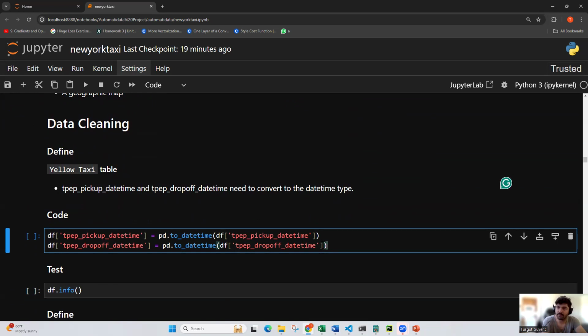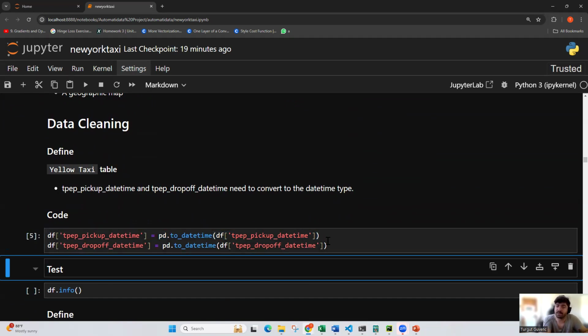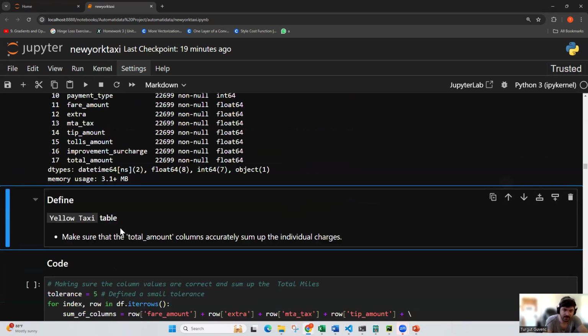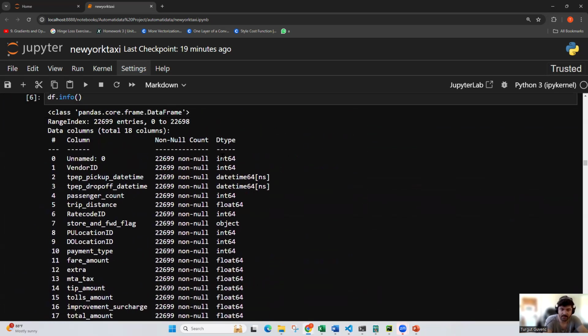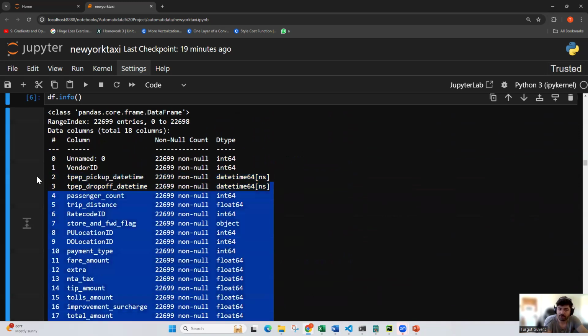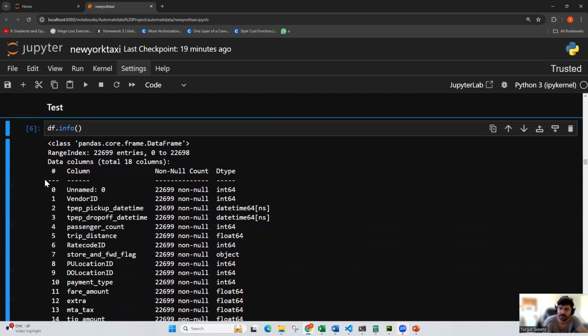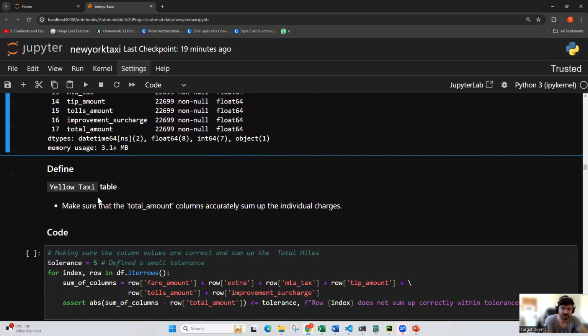I am going to convert these object values to datetime values. It's so easy. We are using pandas to_datetime, giving the variable name and then running it. What it does is change these variables' data type to datetime, which is easy. Then we look at the info again to check whether our code worked or not. Always test whatever you did before continuing the rest of your analysis process.